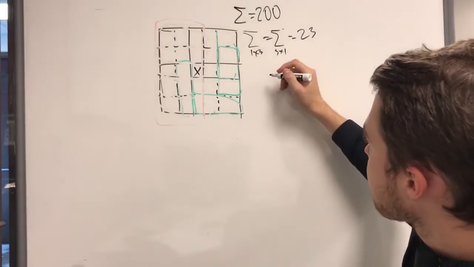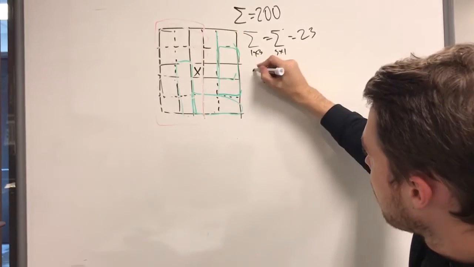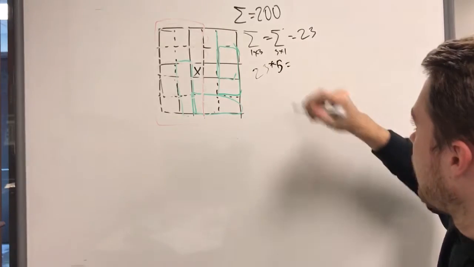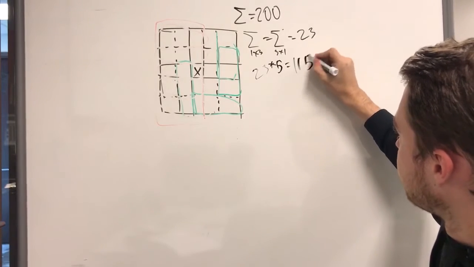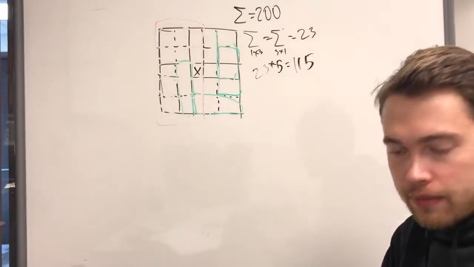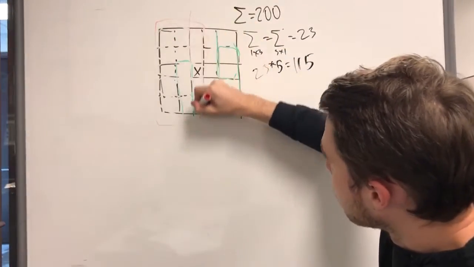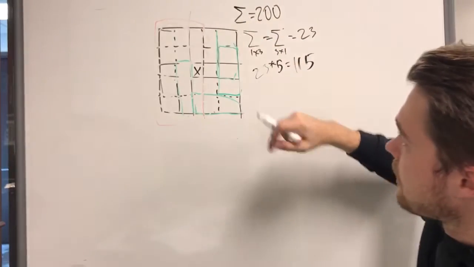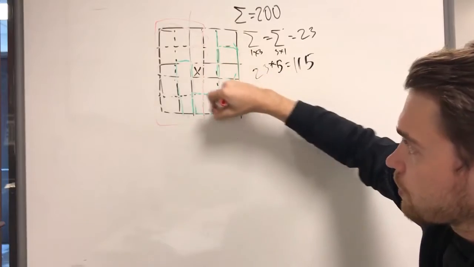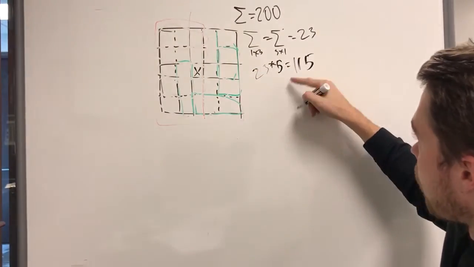So the sum of this section will be 23, 23, 23, 23, 23. It will be 23 times 5, so it will be 115. The sum of this part will be 115. Now, what if I do the same thing for the right part? Obviously it's the same thing, 23 over here, and so on, exactly the same number, which will also be 115.